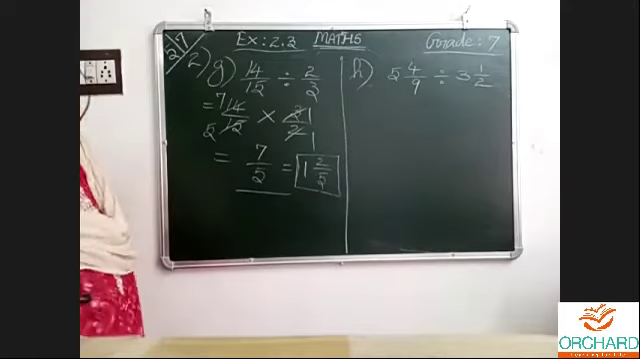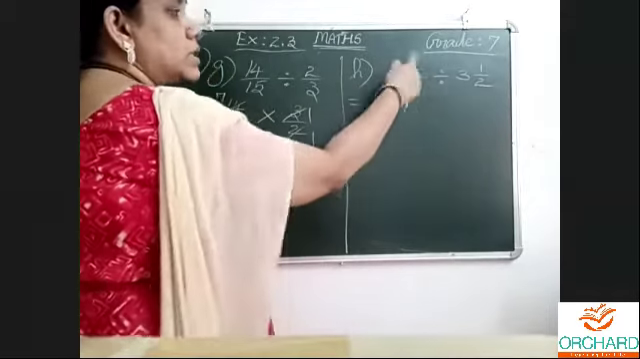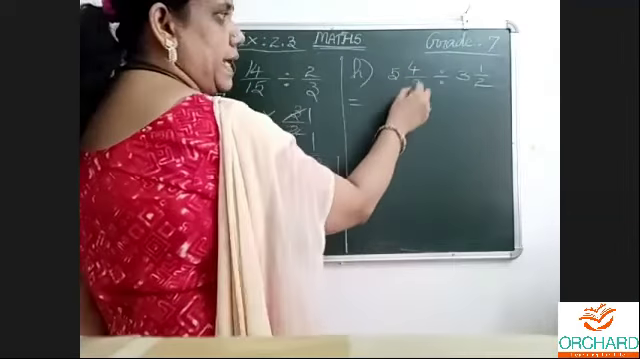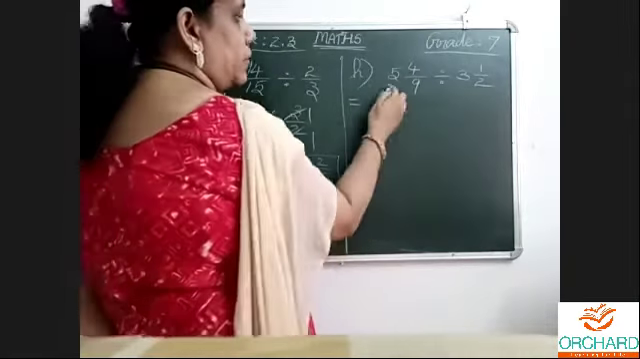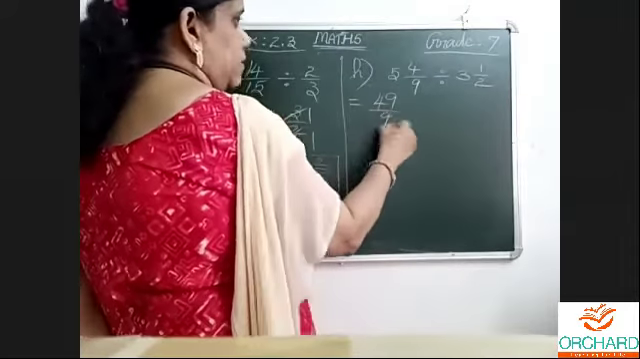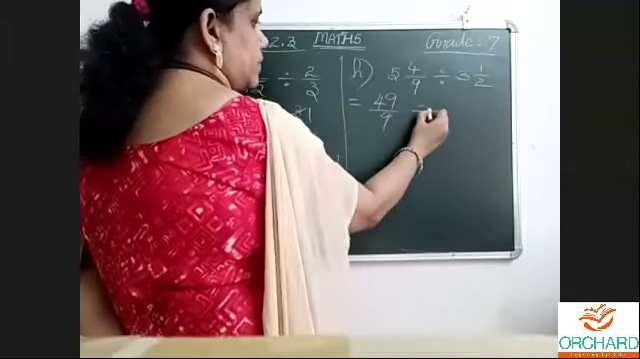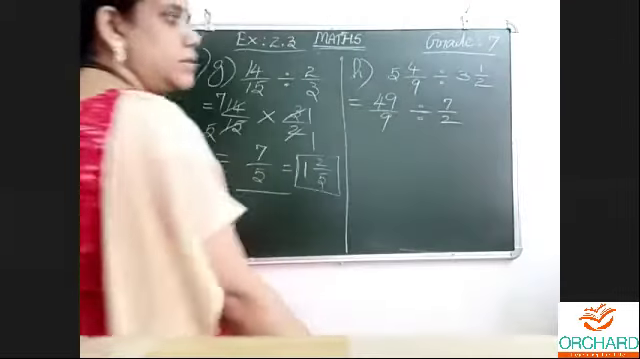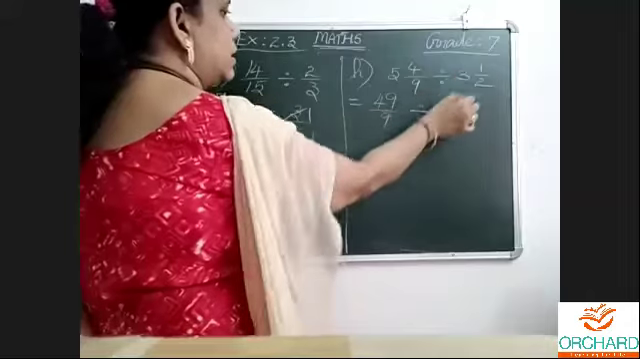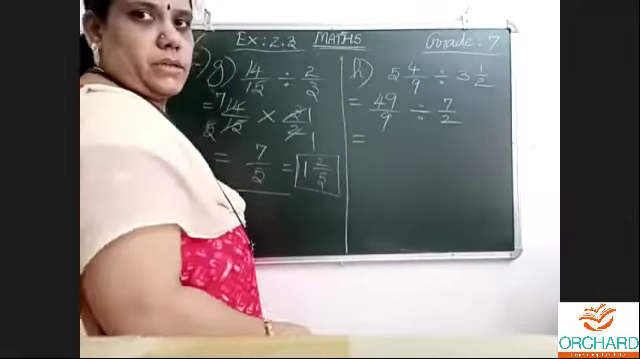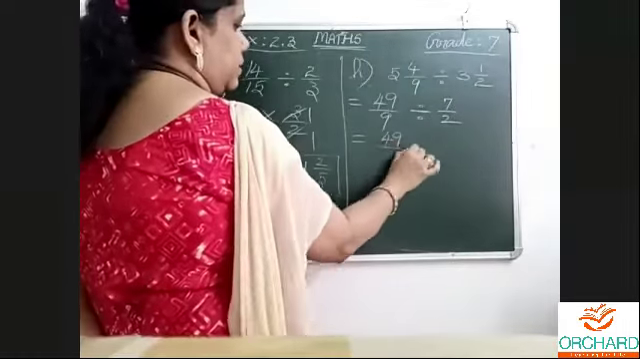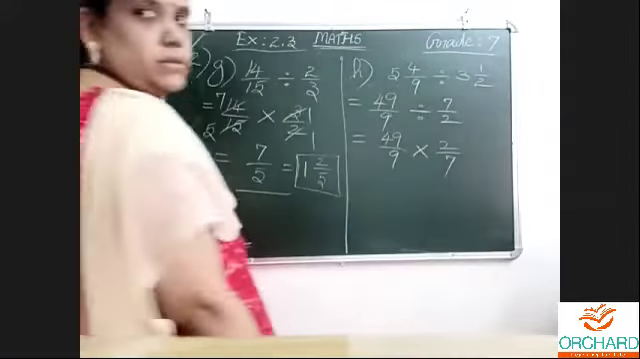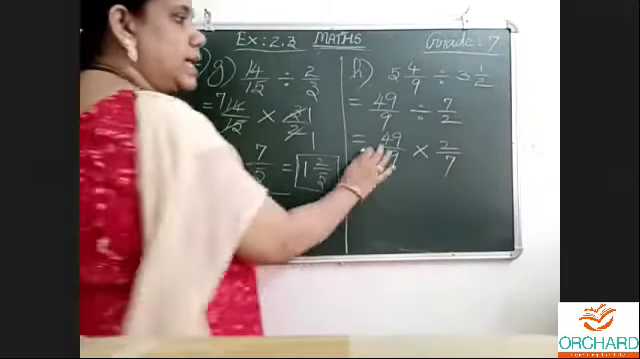Next, this one. First, our work is to change the mixed one and write it as improper. 9 5s are 45, 46, 47, 48, 49. 49 by 9. Divide. 3 2s are 6 plus 1, 7. 7 by 2. That is step number 1. I have converted both mixed fractions into improper. First number copy, sign change, second number reciprocal, 2 by 7. This is the last sum of today's class.